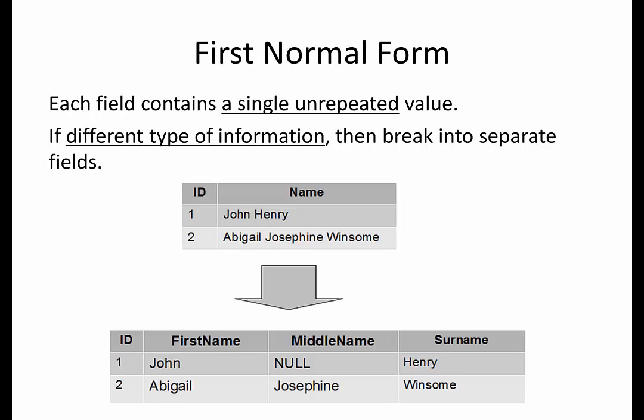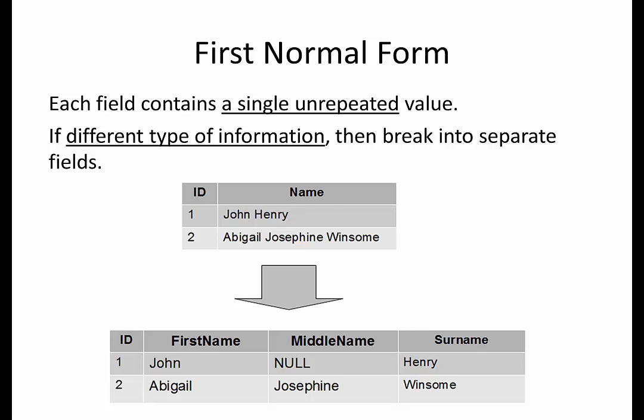So, examples, always have an example. These are much more easy to understand with examples, and of course we're going to have a practical where I'm going to give you a table, and you're going to normalize it this afternoon. Okay, first normal form. Each field contains a single unrepeated value. There are two cases here that I'm going to give you. The first one is where the information is different, and the second case where the information is the same. But there is more than one item of information in a field.